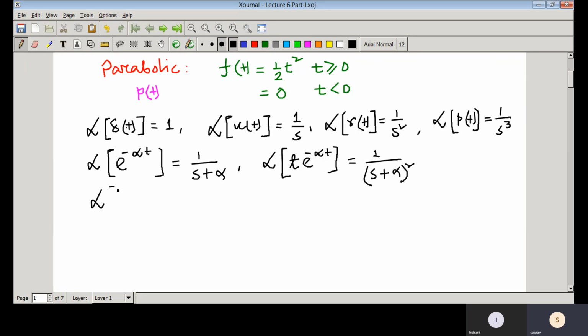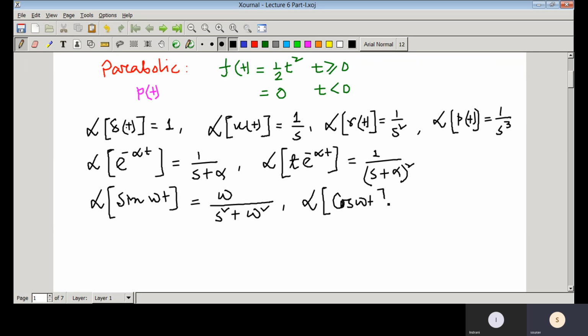Similarly, the Laplace transform of the sinusoidal signal sine omega t, with angular velocity omega, is omega by s square plus omega square. You can find all of these transformations in signals and networks books or any standard control systems books. Then the Laplace transform of cosine omega t is s by s square plus omega square.